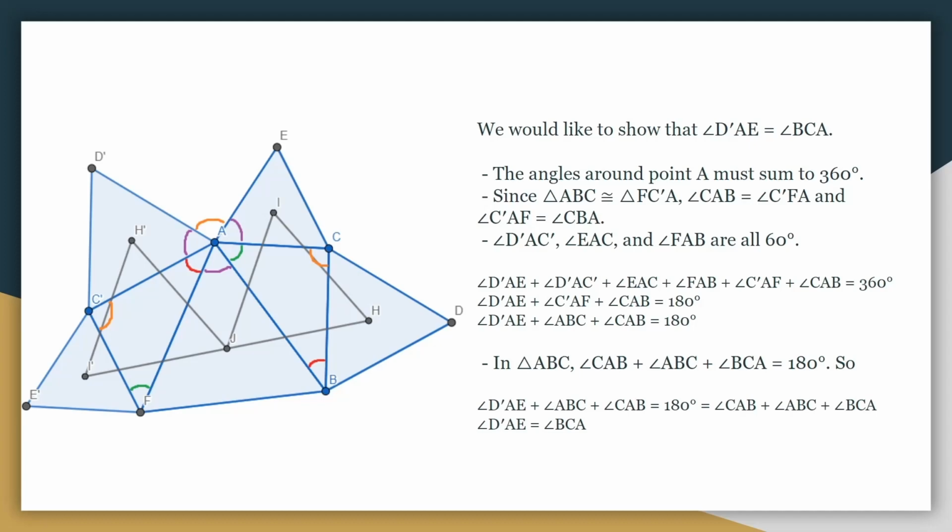We can substitute C'AF for ABC, since we know that they are equal. The sum of a triangle's angles is equal to 180 degrees, so in triangle ABC, we can write the sum of angles CAB, ABC, and BCA to be equal to 180 degrees. Now we have two equations equal to 180 degrees, so we can set them equal to each other, and subtract CAB and ABC to conclude that angle D'AE is equal in measure to BCA.